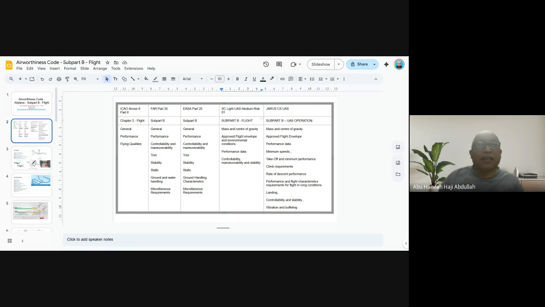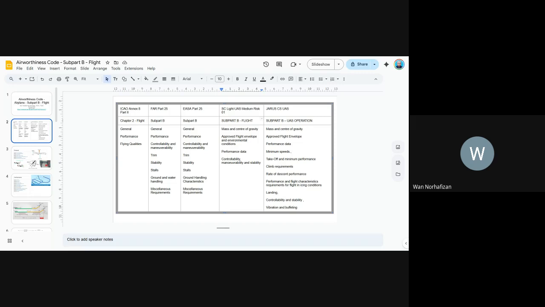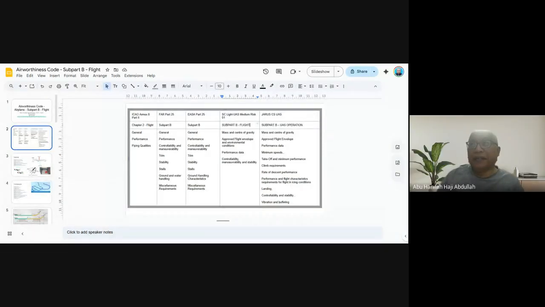Nampak skrin tak? Nampak tuan. Saya nampak tuan. Nampak. Okay.